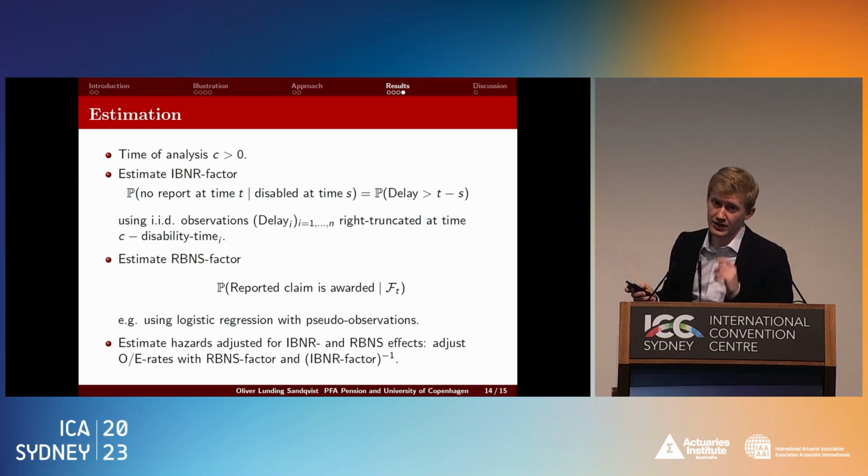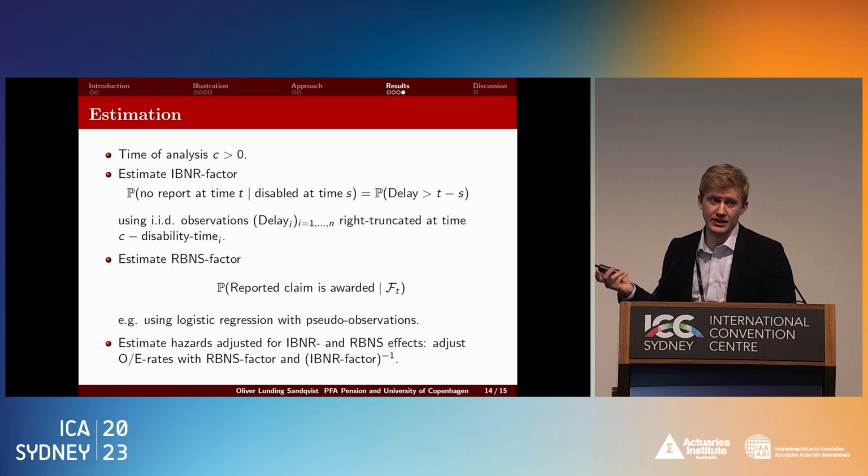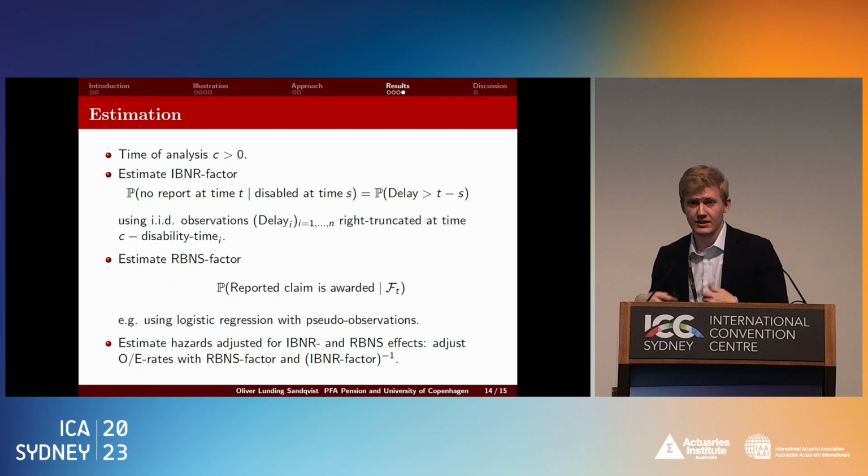So we need to estimate this, but we have some IID delays here. But we should be careful. They are right truncated at this time, c minus the disability time. So delay i is right truncated at this time. This is because you only observe the delays where the disability time plus the delay is smaller than the time point where you do your analysis. But you can take care of this in your likelihood.